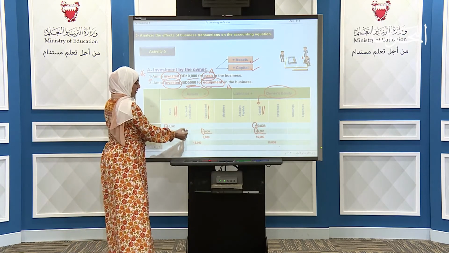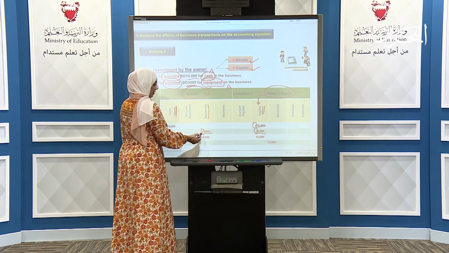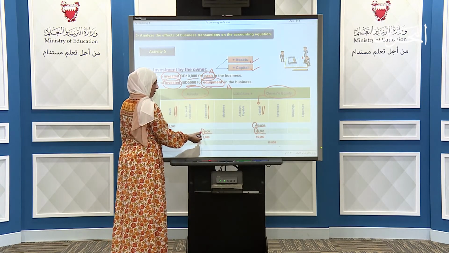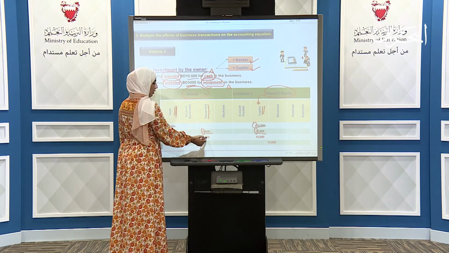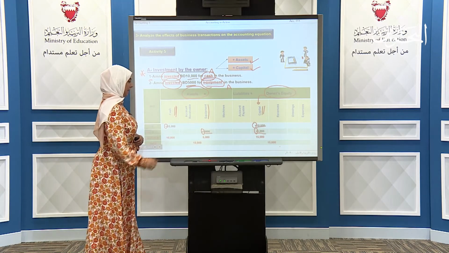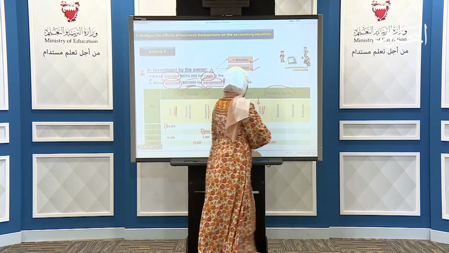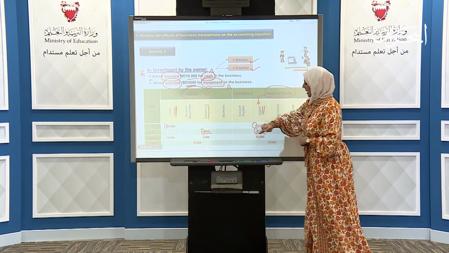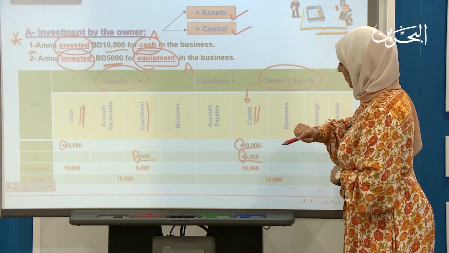In the account receivable, there is nothing. Moving to the equipment, in transaction number 2, I have 5,000. I don't have any transaction before, so the total or the balance will be 5,000. Moving to the other accounts, I don't have any transaction related to machine and account payable in the liability section.